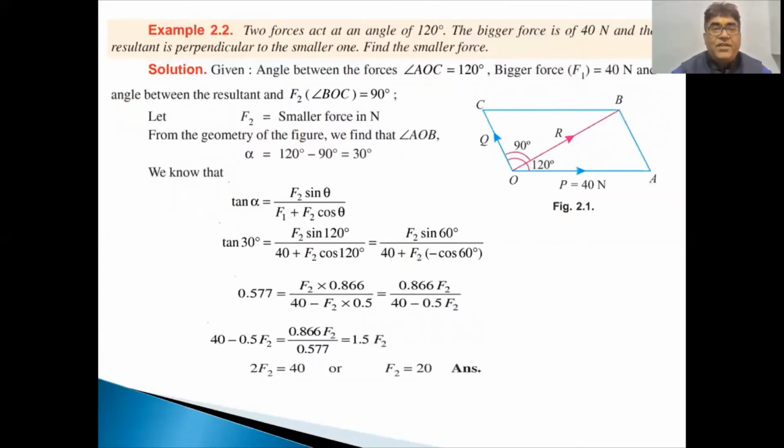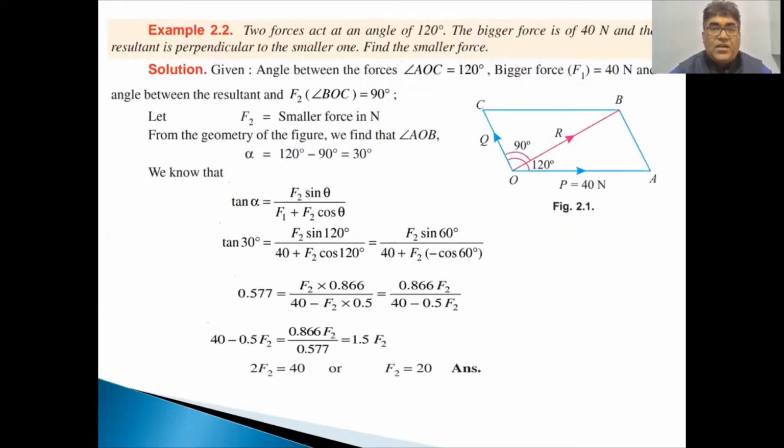Proceeding further to example number 2: if two forces act at an angle of 120 degree, the bigger force is 40 Newton and the resultant is perpendicular to the smaller one, find the smaller force. So here, what are the variables or constants given? Let's take the bigger force as F1, that is 40 Newton, and the angle between both the forces, that is angle AOC, is equal to 120 degree, and the resultant is making an angle of 90 degree with the second force, that is angle BOC.